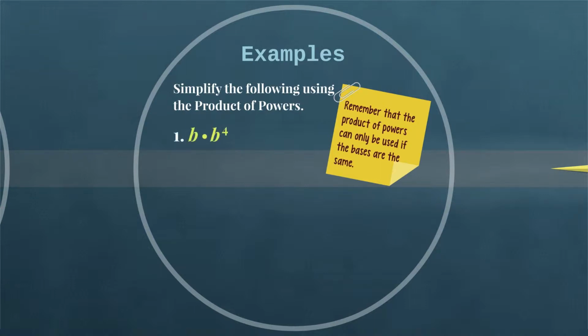First, we have b times b raised to the 4th power. You see, they have the same base. When a number or variable doesn't have an exponent written, its exponent is 1. So b is the same as b raised to the 1. Having said that, we can rewrite the expression as the product of b raised to 1 and b raised to 4. Now what we will do is just add the exponents.